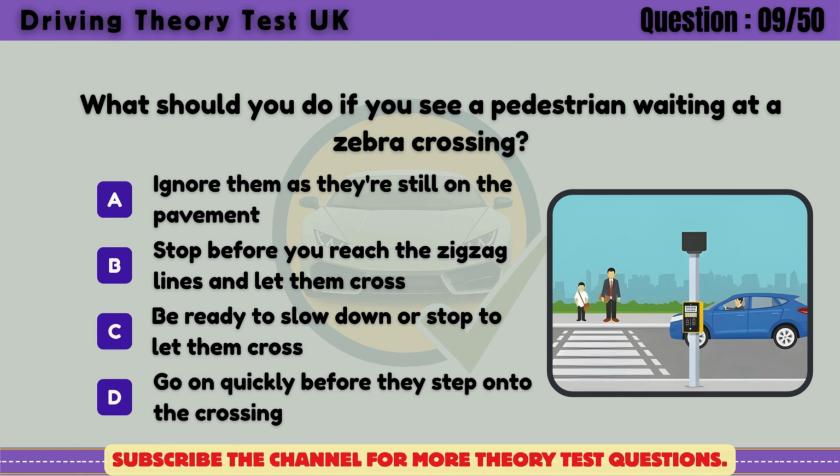Question 9. What should you do if you see a pedestrian waiting at a zebra crossing? Option A. Ignore them as they're still on the pavement. B. Stop before you reach the zigzag lines and let them cross. C. Be ready to slow down or stop to let them cross. D. Go on quickly before they step onto the crossing.